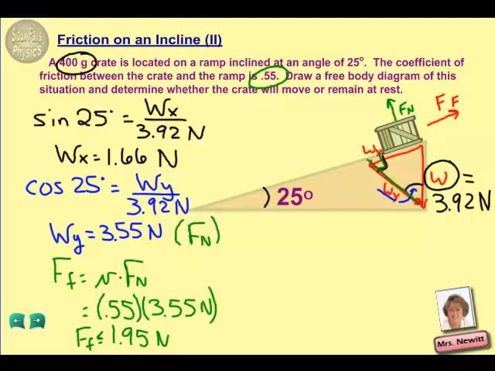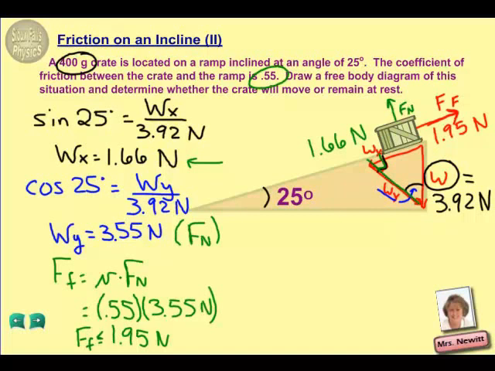Now, a couple of things about this. That tells us then, if we were looking on our diagram, we had our friction directed up. So here's our arrow opposing the motion. That amount that we just calculated is 1.95 newtons. Now, if we take a look in the other direction, we have our x component that's going down. Earlier, we calculated that at 1.66 newtons.